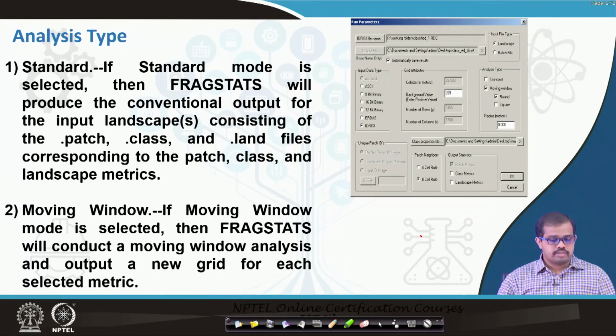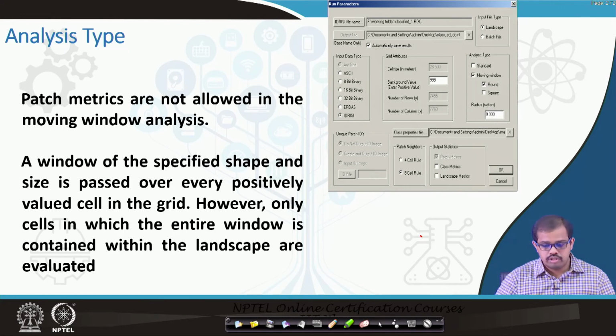Okay. So I spoke about the standard analysis and the moving window analysis. If it is standard mode, then FRAGSTATS will produce conventional outputs, that is, for the input landscape, dot patch, dot class, and dot land files. If it is a moving window analysis, it conducts the analysis and produces a new grid for each of the selected metrics. So this is what I have spoken about already.